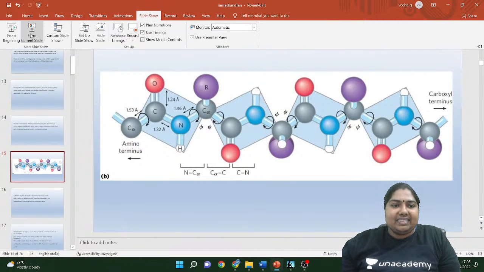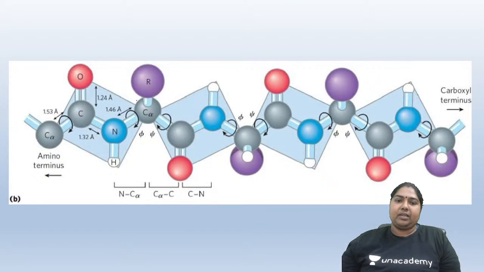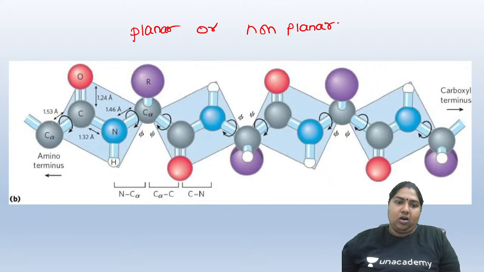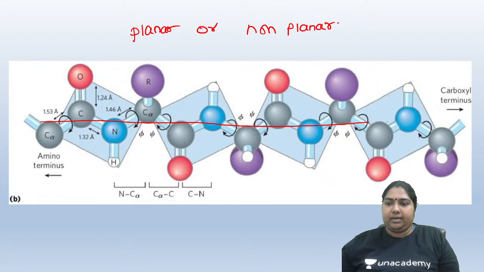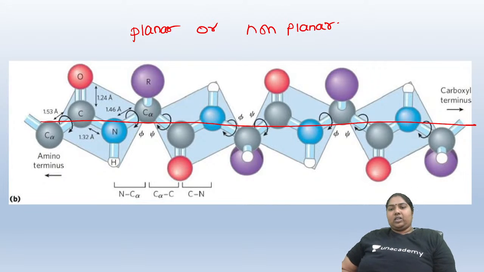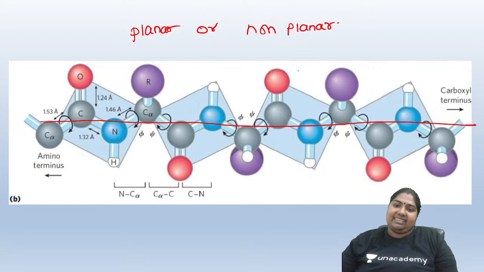How do you think the peptide bond is? Is my peptide bond planar or non-planar? What do you mean by planar? All the angles will lie in one plane. If it is non-planar, it is going to move with the side chains. So is the Ramachandran plot made up of only the main chain, or do you consider the side chains?